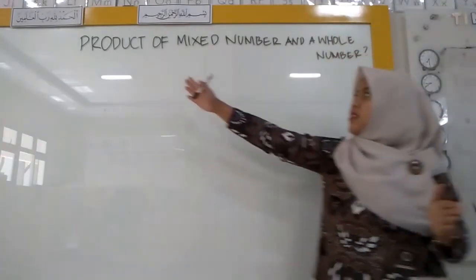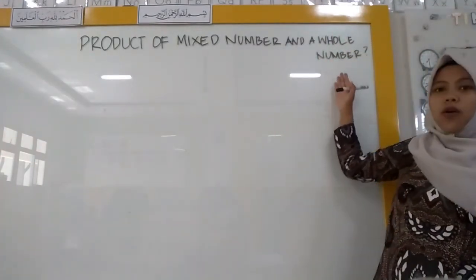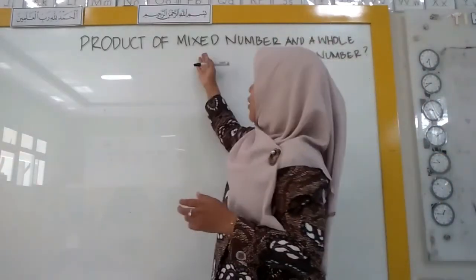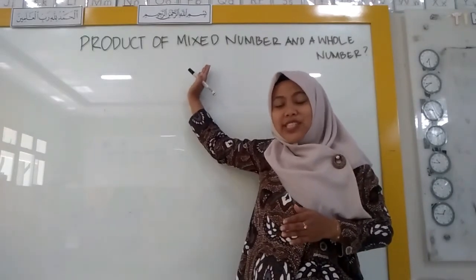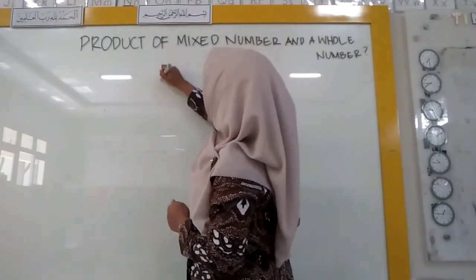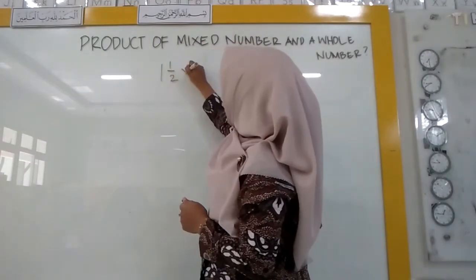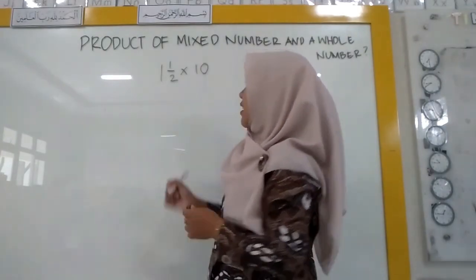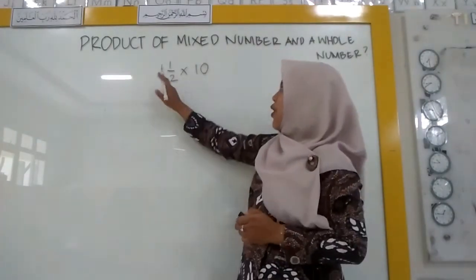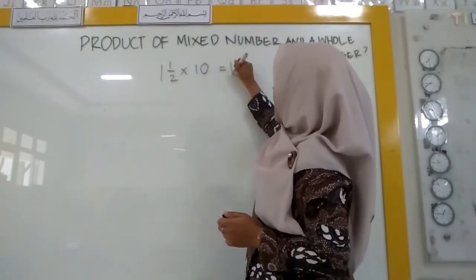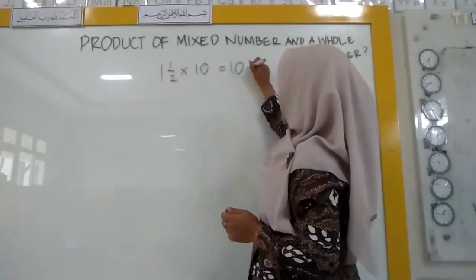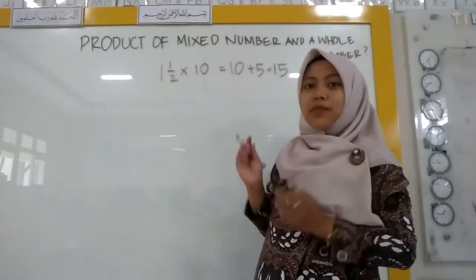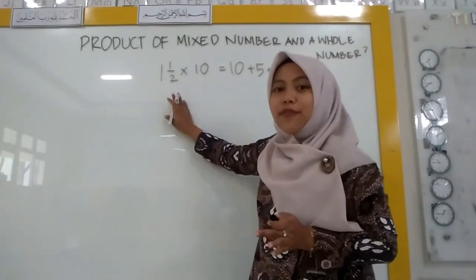Okay, it's quite long. Product of a mixed number and a whole number. How about like this? As we know, a mixed number can be changed into a fraction, right? So if we have 1 and a half of, for example, 10, what is 1 and a half of 10? We know 1 of the 10 is 10, and a half of the 10 is 5, right? So we get 15. But we can also make it into a fraction first.